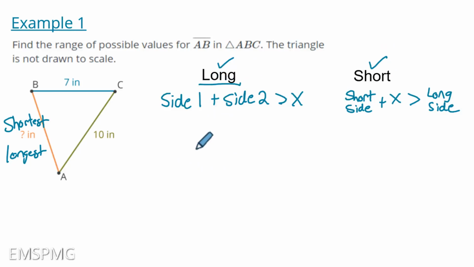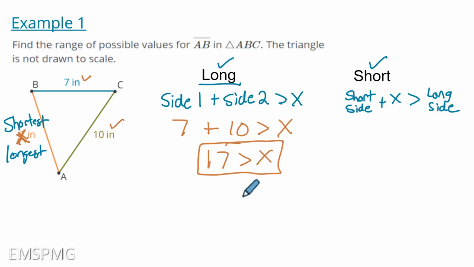Okay, so let's hypothesize that this side is the longest side in the triangle. So that would mean that the other two sides, side 1 and side 2, when added together must be longer than the third side. So let's call this x that we're trying to find here. Okay, so let's plug those in. So 7 plus 10 has to be greater than the longest side, x. And then if we solve this, we get 17 is greater than x. Okay, so this is scenario 1. That's complete. Then run one more experiment here.